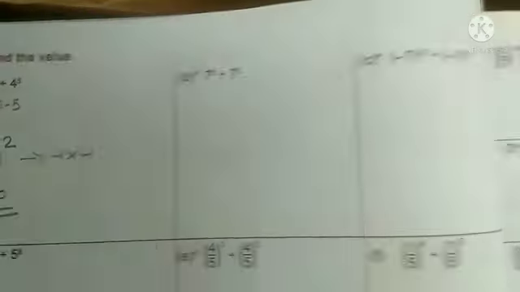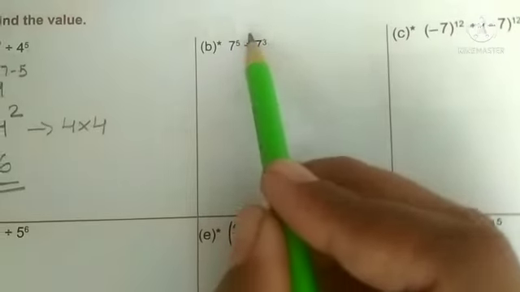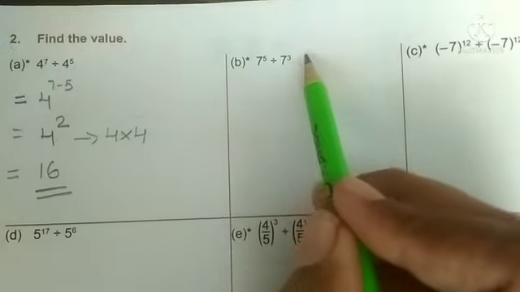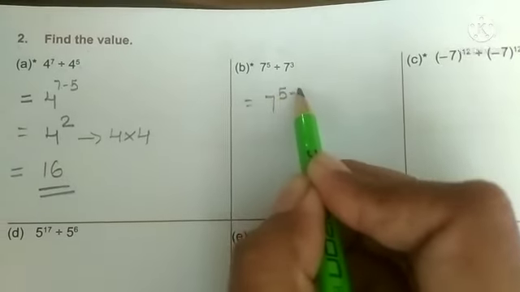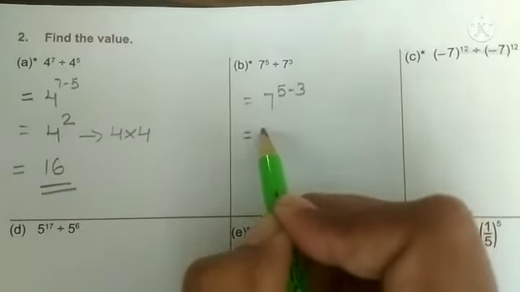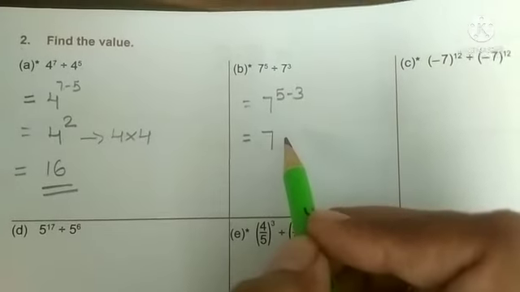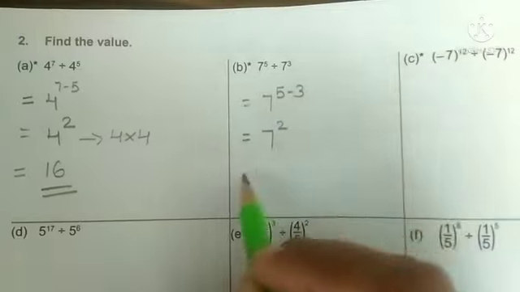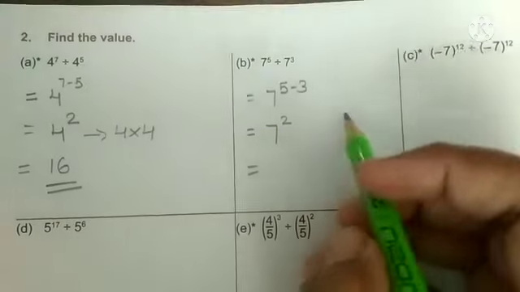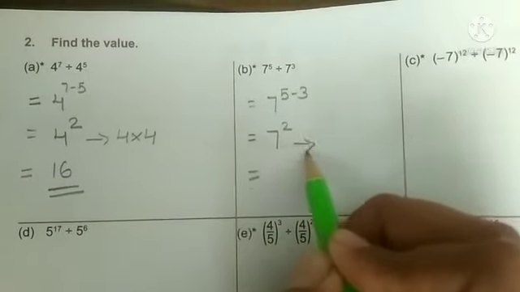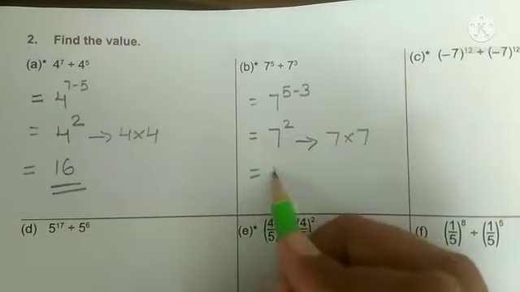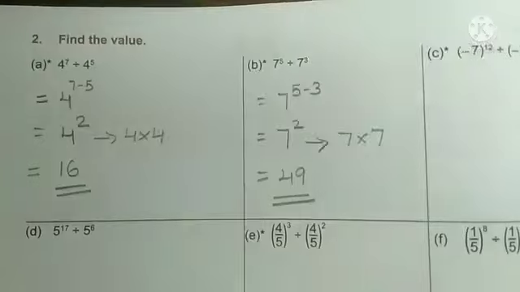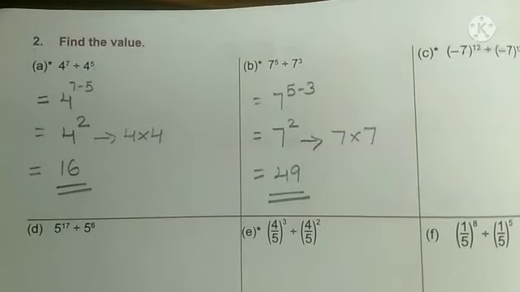Clear? Now see the second one. 7 raised to 5 divided by 7 raised to 3. Now again, first we will subtract: 7 raised to 5 minus 3. What you will get over here is 7 raised to 2. Now again, what will be the value? How are you going to find out the value? This 7 raised to 2 means you will multiply 7 with 7. What will you get? 7 sevens are 49. Understood? So like this you have to find out the value.